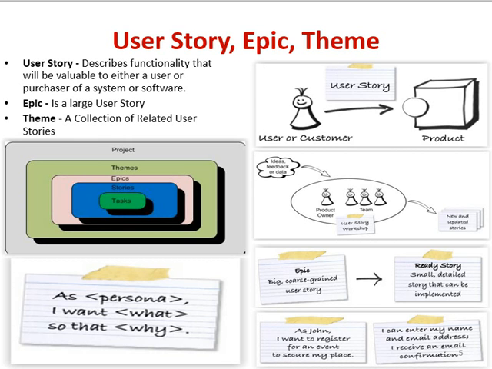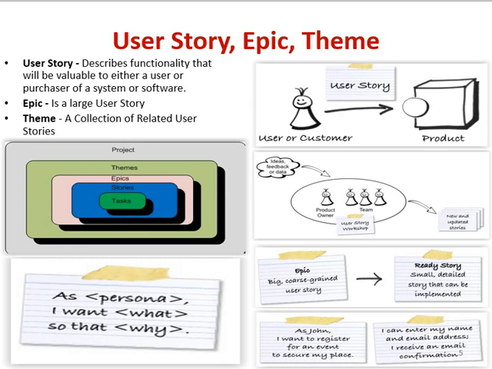Epics are the large stories. And then we have the user stories. What are user stories? A user story describes functionality that will be valuable either to a user or purchaser of a system or the software or the product. And a collection of related user stories is what we call a theme, which is marked in green. So project, theme, epic, stories, and ultimately all drill down to tasks, which are day-to-day activities. So what is a user story? A user story is a story given by a user defining their product.